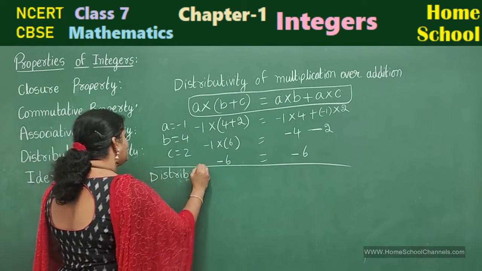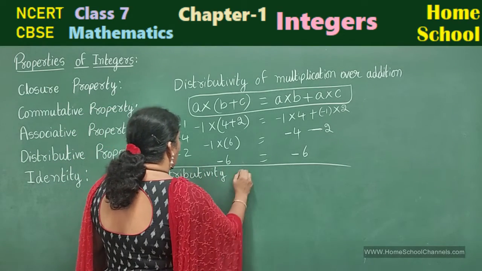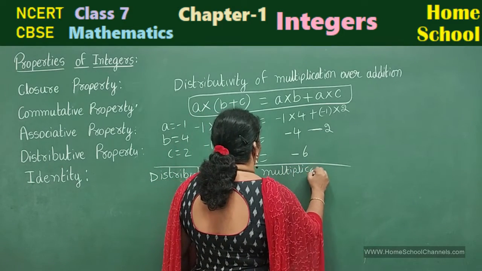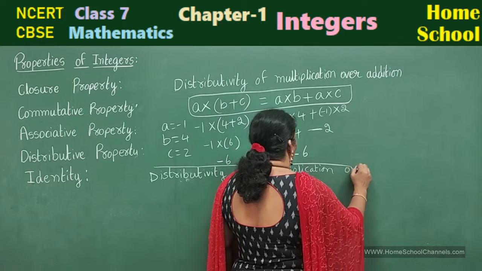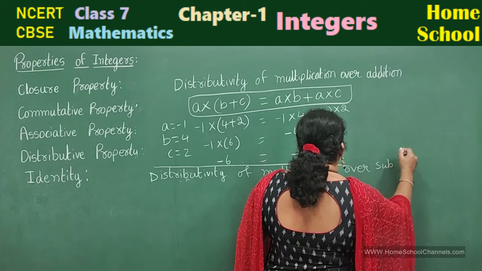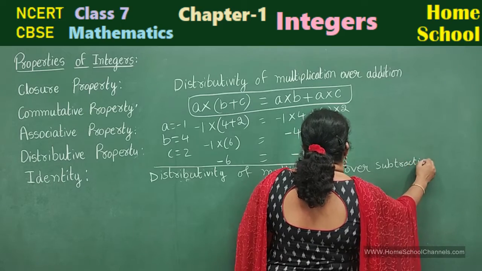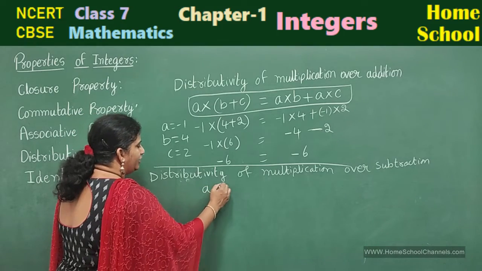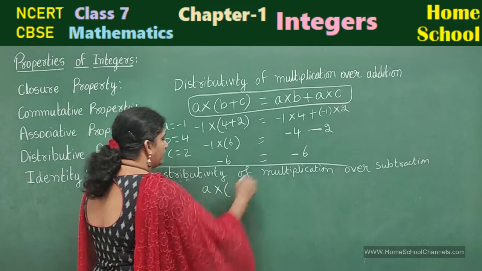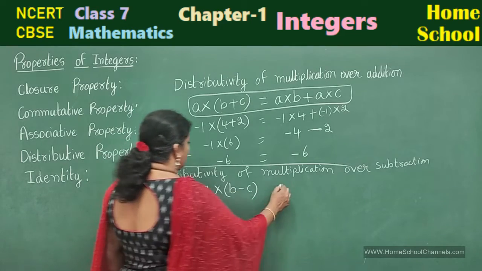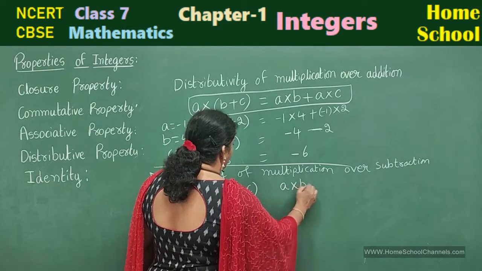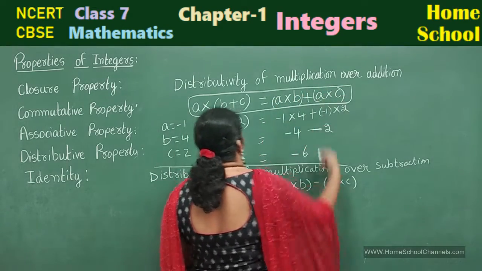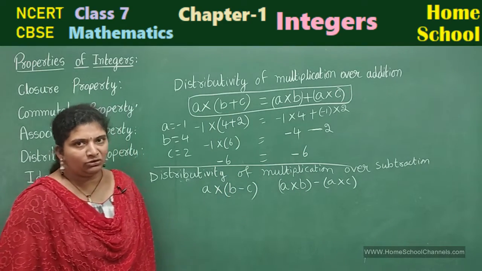Distributivity of multiplication over subtraction. Let us check it out. Okay, let us check this. Distributivity: A into, multiplication over subtraction, B minus C. Whether equal or not, we don't know. A into B minus A into C. You can put brackets here. A into B minus A into C.